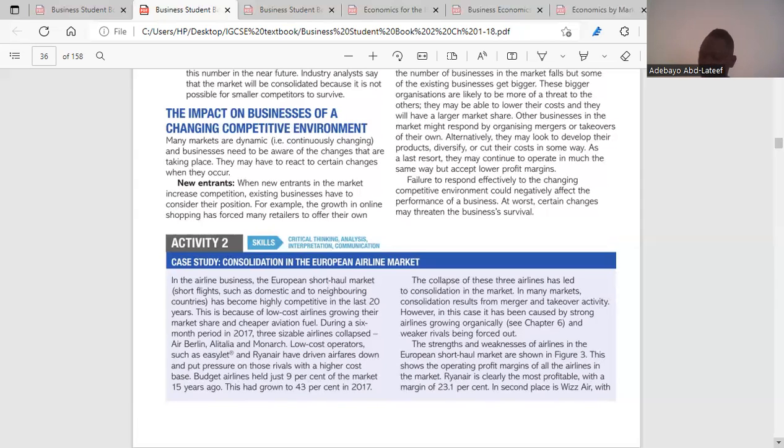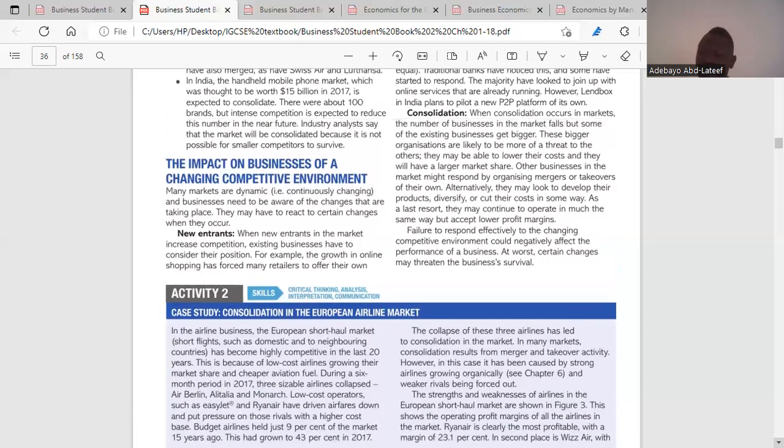So that's about the impact on businesses of a changing competitive environment. It has an impact on new entrants, which are new businesses coming in, and new products, which might affect existing products, because existing products also need to look more appealing to customers. And consolidation, which means businesses coming together to become more powerful, might become a threat to others that are unable to consolidate in that market.